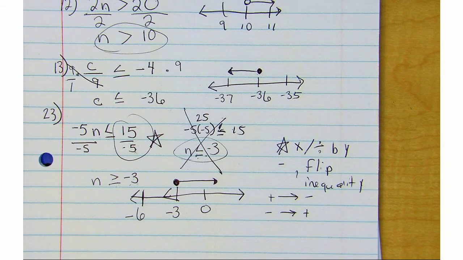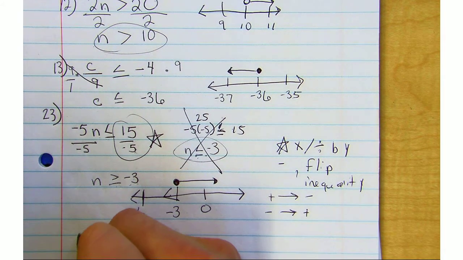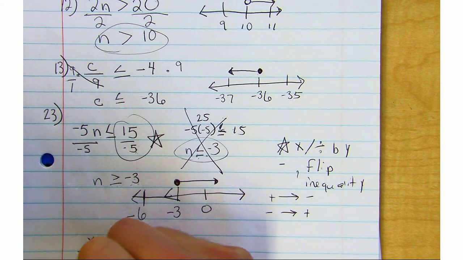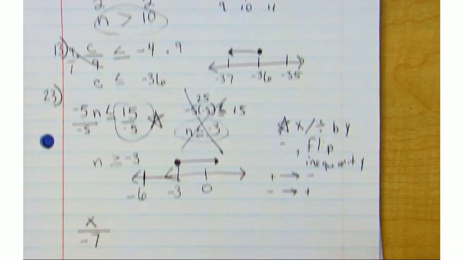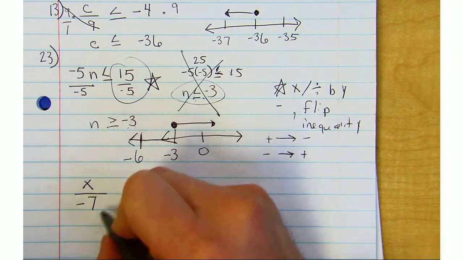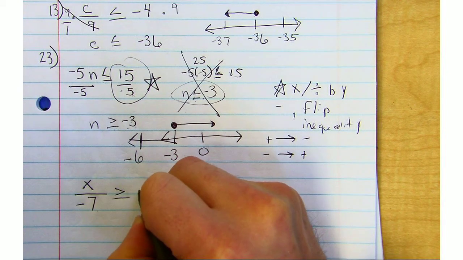We'll do one more example like that. We're going to do a division one. So let's look at, I'll just make it up. Let's go x divided by negative 7 is greater than or equal to 10.